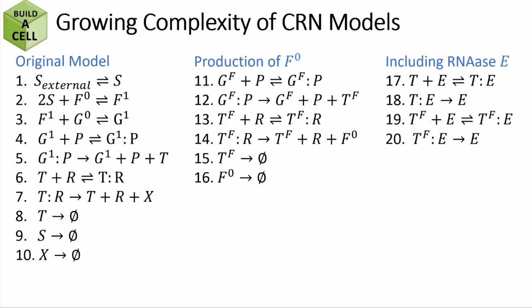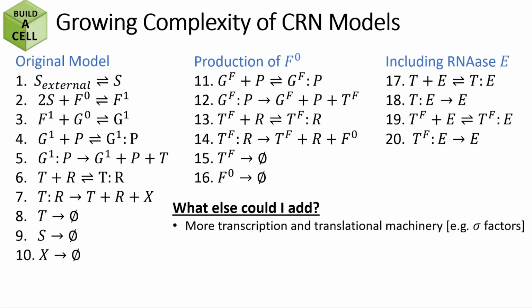I might say, well, I also know that RNA is not just degraded via dilution. There's also endonucleases or RNases that are degrading all of our RNA species. So maybe I'll add in those reactions. And I could keep going. There are many other things I could add to make this model more realistic and more complete. I could add more transcription translational machinery. So in bacteria, this might be sigma factors, which help recruit polymerases.